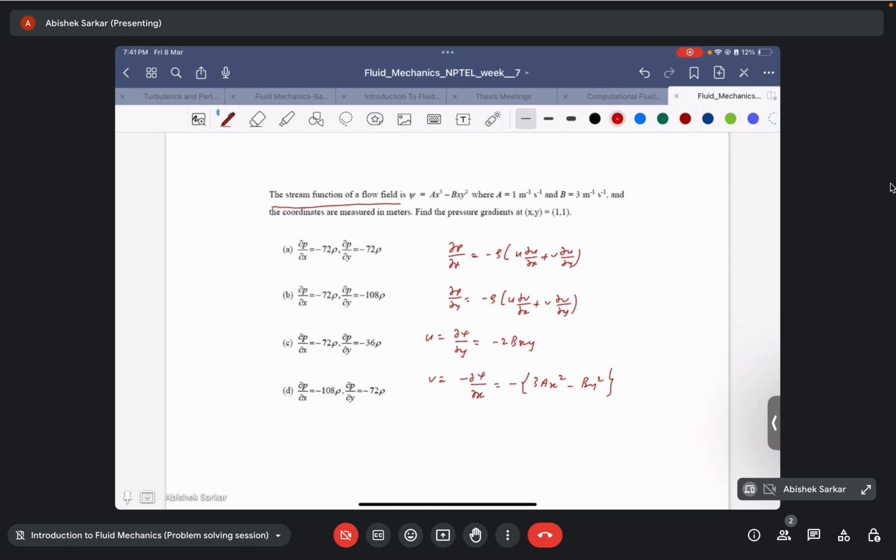Okay, so these are the velocity components, and now we need to substitute the value of u and v in these expressions to find ∂p/∂y at point 1, 1. And here it is given that a equal to 1 and b equal to 3. So once you do that, you will find a very interesting result, that none of the options is correct. Okay, there is some printing mistake or maybe some error in derivation, so none of the options is correct.